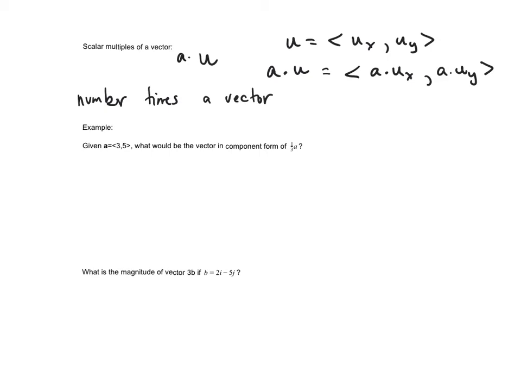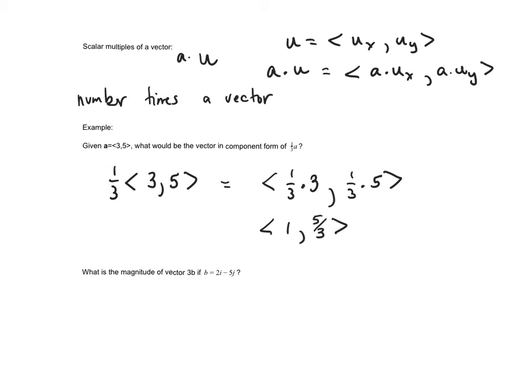So for example, if we have a equal to vector 3, 5, and I want the vector 1/3 a, this is really talking about 1/3 times vector 3, 5. So all I have to do is I'll take 1/3 times 3, and I'll take 1/3 times 5. So really what this will do is this will shrink or extend your magnitude. So that's going to be 1, 5/3. So this is vector 1/3 a. So a is 3, 5 over 3 up 5. This one is much shorter, over 1 up 5/3.